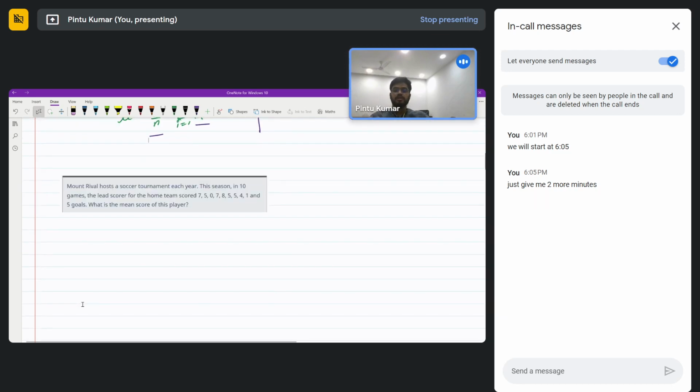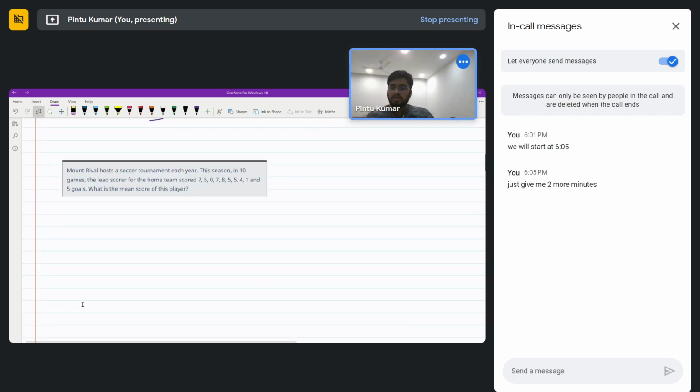Let's look at a very simple example. The question says, Mount Rival hosts a soccer tournament each year. This season in 10 games, a person scored these many runs in every match. So in the first match he scored 7, in the second match he scored 5, and so on. They are asking us what is the mean score of that player. You can probably take 1 minute and give it a try. We'll just quickly go through mean, variance, covariance so that we all are on the same page, and then we'll calculate principal components.